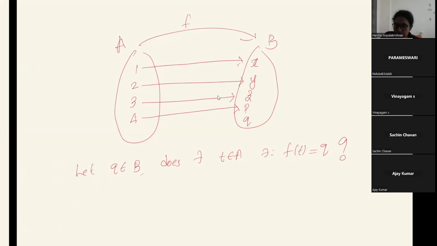So this is an example of a not onto function. F is not onto, because there exists some element in B which is not mapped under f.